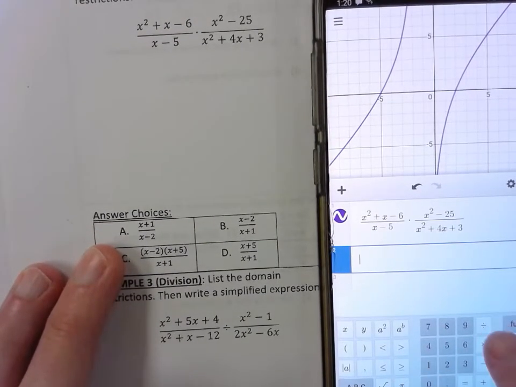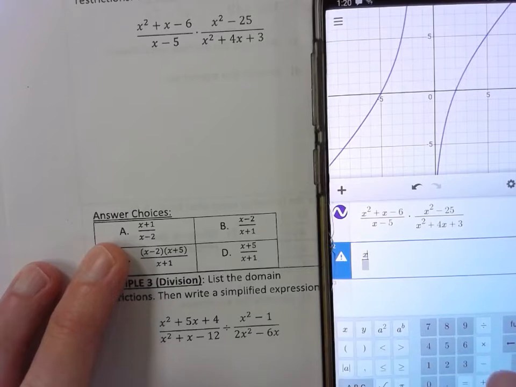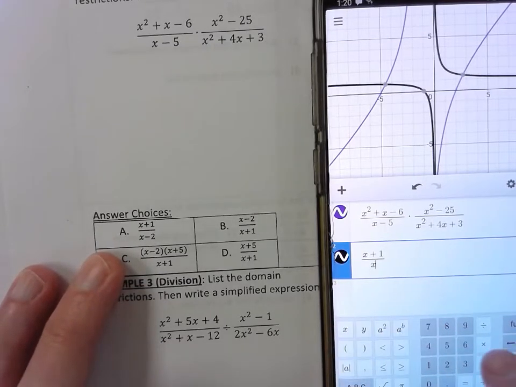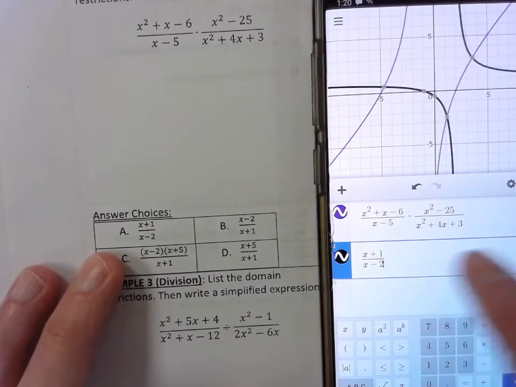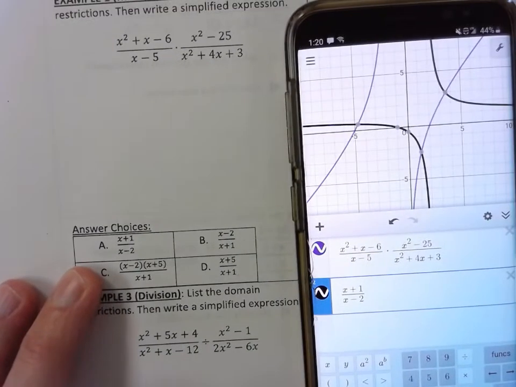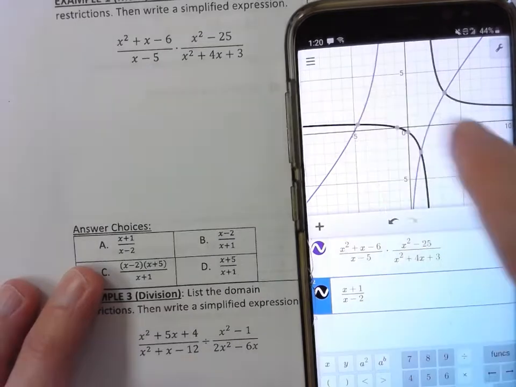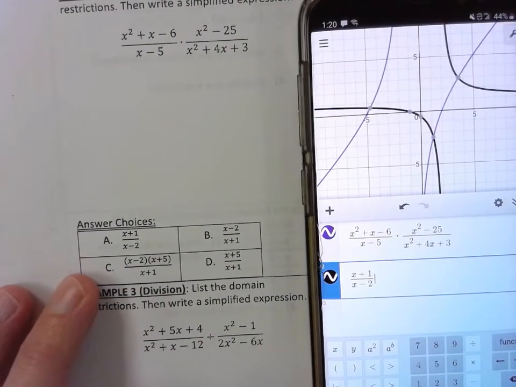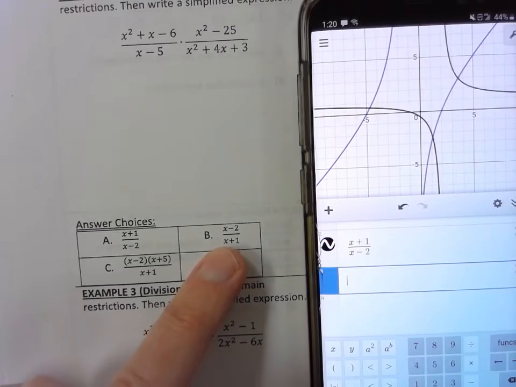I want to get a fraction for x plus 1, and I'm going to put that over x minus 2. And right away, you can see that that graph is not equivalent to the original one because it's not the same graph at all. So I'm going to leave it there.